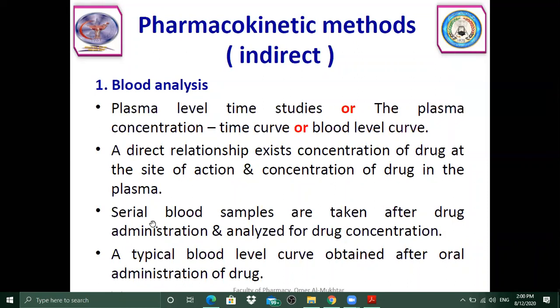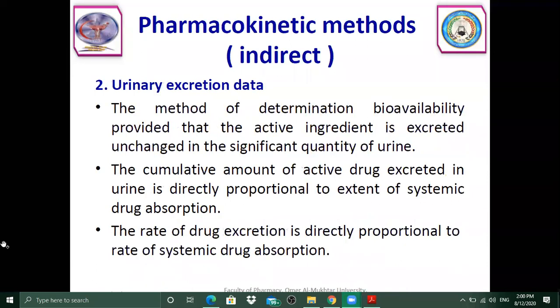So serial blood samples are taken after drug administration and analyzed for drug concentration at various time points. A typical blood level curve is obtained after oral administration of the drug. So you will be getting that at 1 hour.